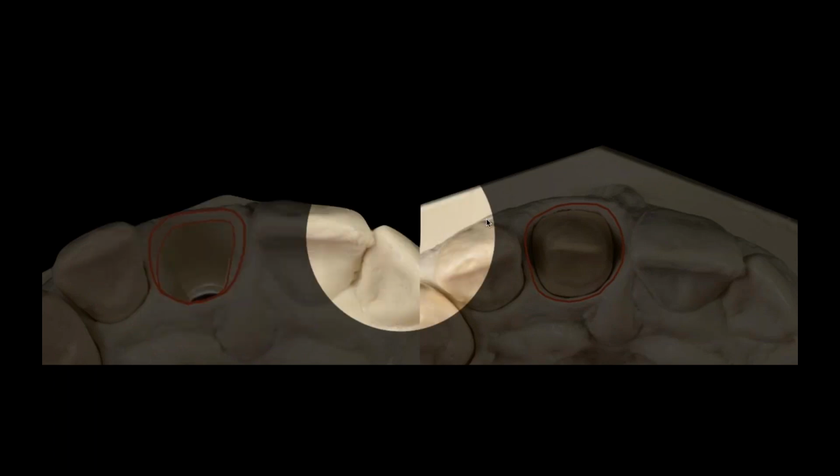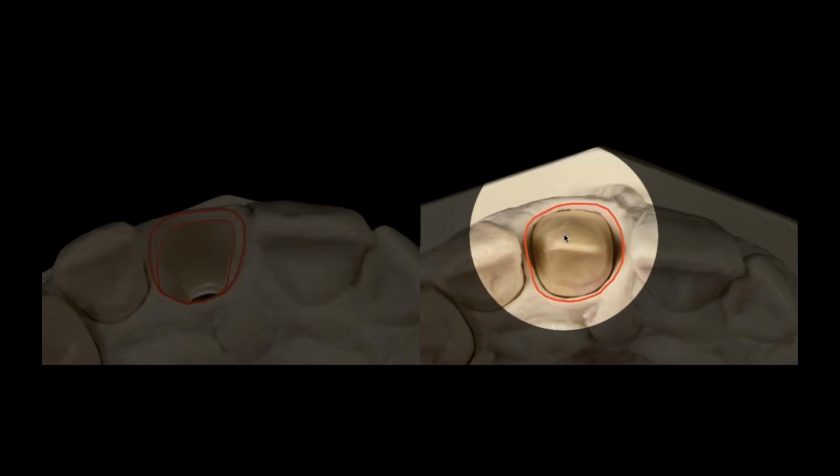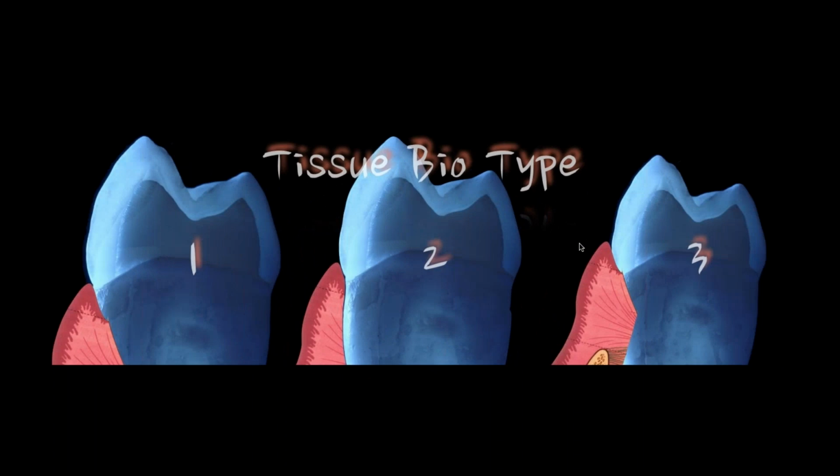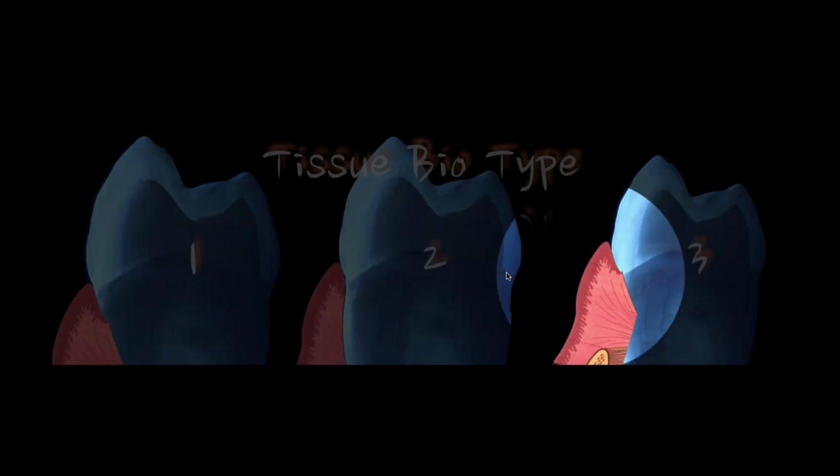So I have to understand that when a doctor prepares a tooth, the tissue isn't always exactly where it needs to be, and my job is to manage some of that tissue. How do I manage it? Well, I need to understand what the tissue is. Is it a bio 1, bio 2, or bio 3 type tissue, meaning is it very thin tissue, bio 1, or very thick tissue, bio 2?